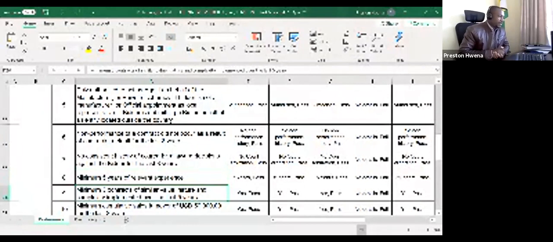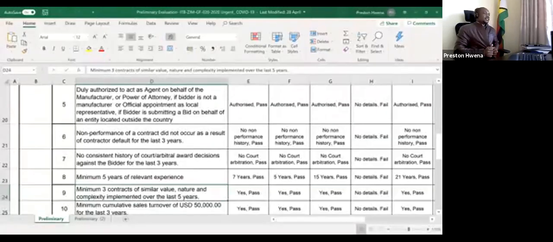And that will also be backed by a minimum of 3 contracts of similar value and nature. You find that in most cases, you are a bidder who wants to participate in a contract of 1 million, but you have never even supplied anything more than 50,000.